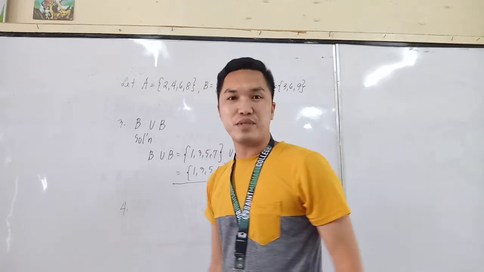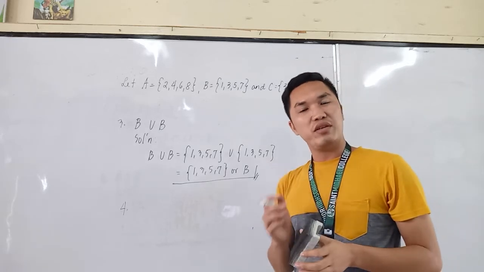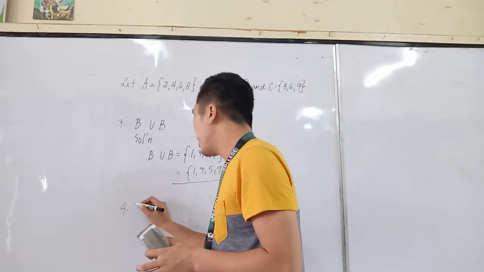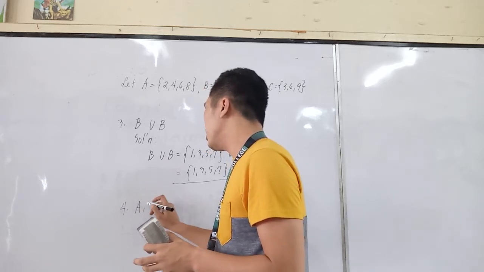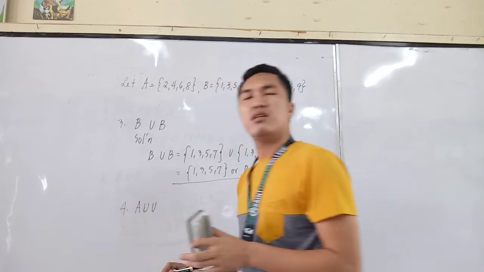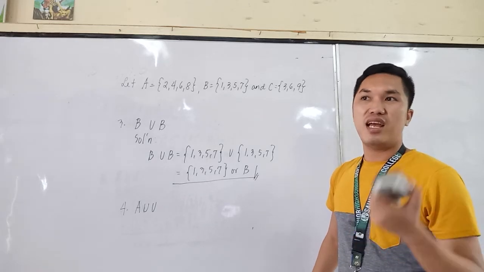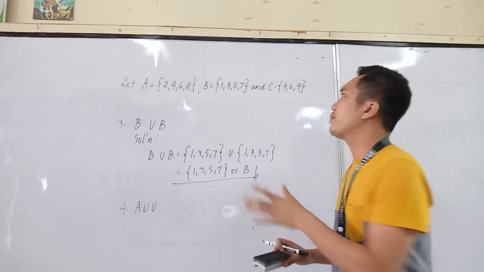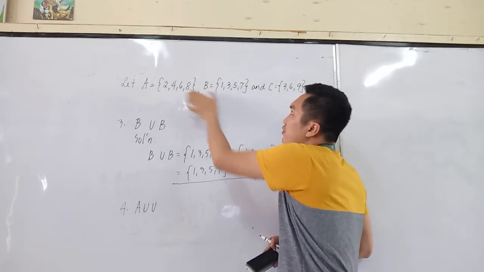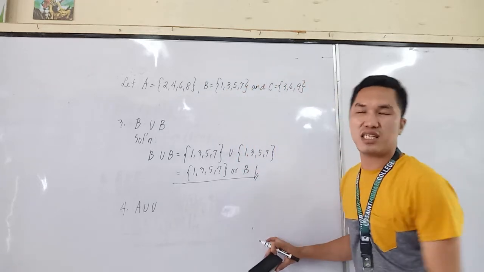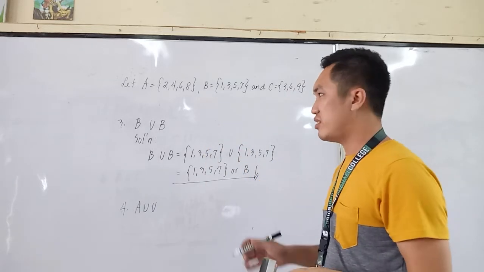Now, for the fourth example, we will try to find the union of a set to a universal set. Let us say set A is union to the universal set. Question: what is a universal set? The universal set is all the elements of the sets. We have 2, 4, 6, 8, 1, 3, 5, 7, and 3, 6, 9. All these elements are included in the universal set.